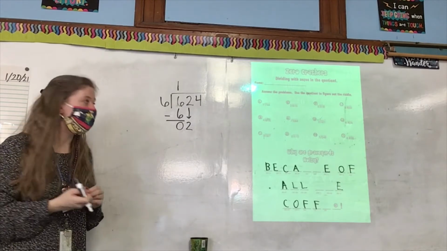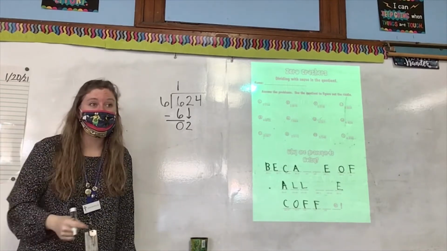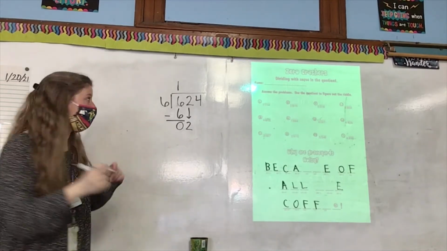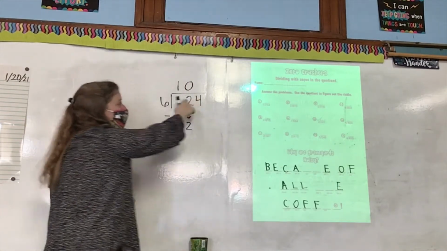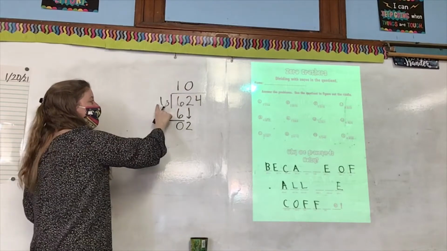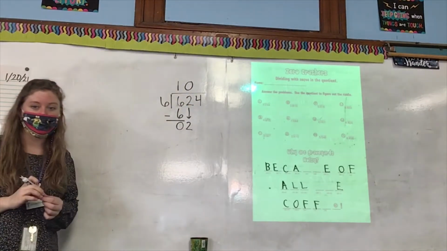0 times. And remember, unless we are in the very first division step, the answer to the division part always goes above the digit we just brought down. We just brought down this 2, so we're putting 0, the answer to our division step. How many times 6 will go into 2? Right above that 2 we just brought down.